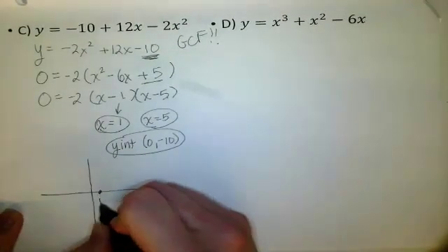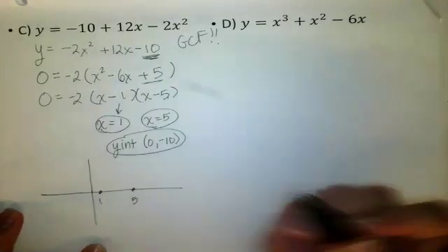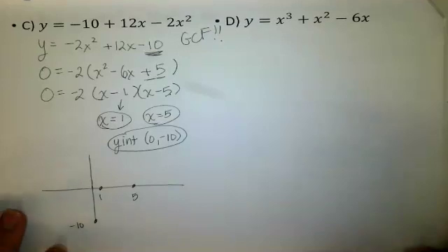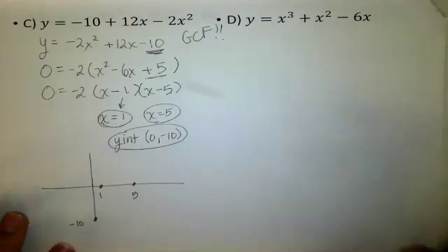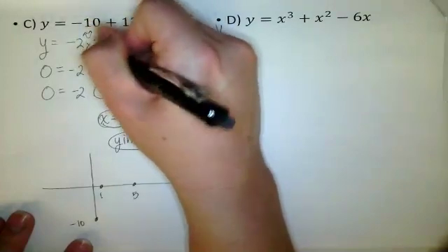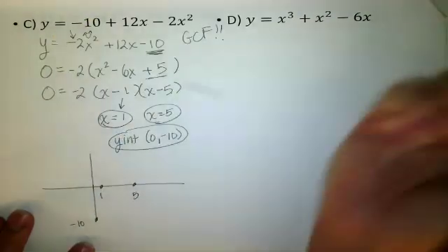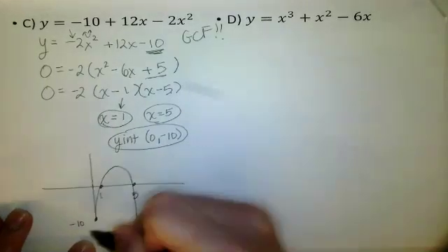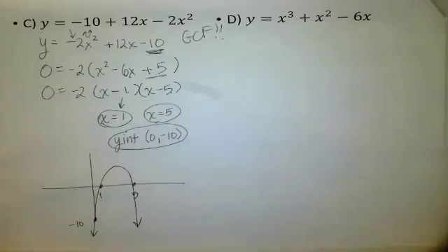I've got a 1 and a 5 and a negative 10. Is this an up parabola or a down parabola? Down parabola. Again, we know it's a parabola because it's x squared. Because of the negative in front, it's an upside down parabola. So it looks something like this. Okay.